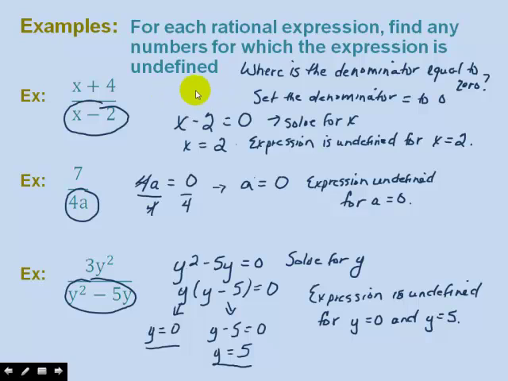Now notice the one thing that we didn't do in any of these problems, we didn't look at the numerators at all. And if we're looking for where the rational expression is undefined, we don't need to look at the numerators. Those have absolutely nothing to do with where the rational expression is undefined. So the only thing that we're looking at here is the denominators.